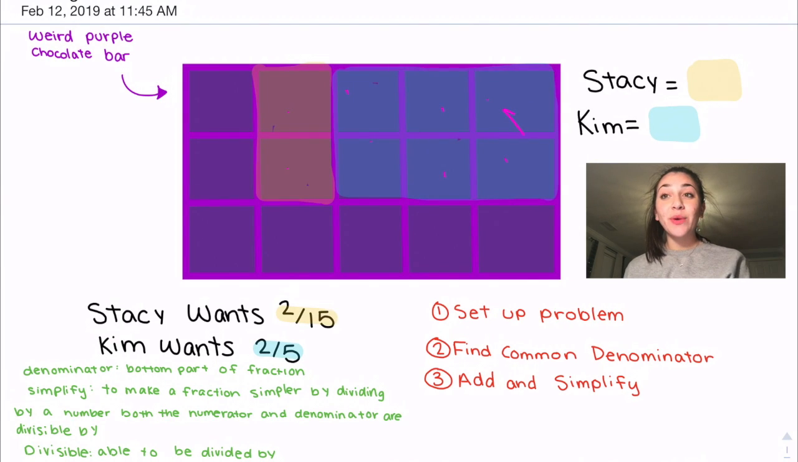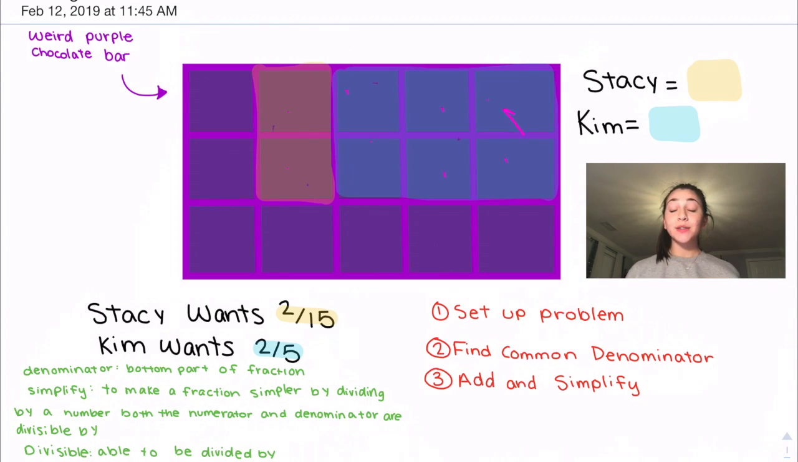In this video, we're going to be going over how to find the common denominator. You use the common denominator when you are adding or subtracting fractions. So if your fractions have a different number on the bottom and you are trying to add or subtract them, you have to make that number the same in order to be able to add or subtract them.